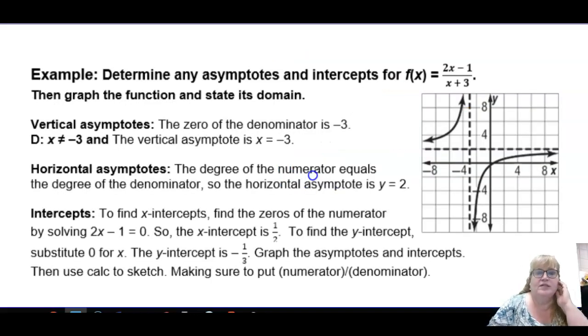So here's our first example, and I'm just going to talk you through this one. It says determine any asymptotes and x-intercepts for this function. All right. The domain is all real numbers except negative 3 because that would make the denominator 0. So here's the domain. X cannot equal negative 3.